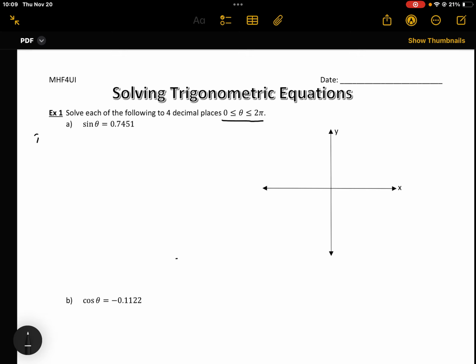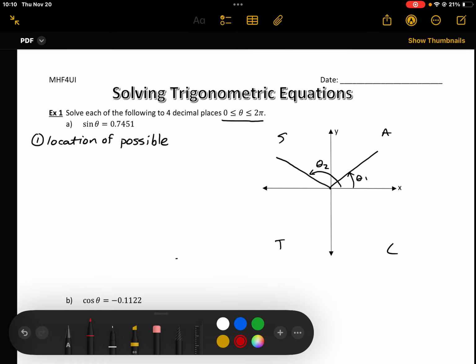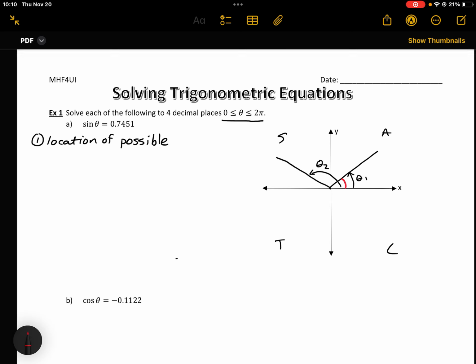So the first thing that I'm going to do is I'm going to find the location of my possible answers. So my equation tells me that the sine ratio is positive. So that means that my angle could be in the first quadrant or it could be in the second quadrant. So I'm going to have two solutions which are connected by the same related acute angle, which is here in red.